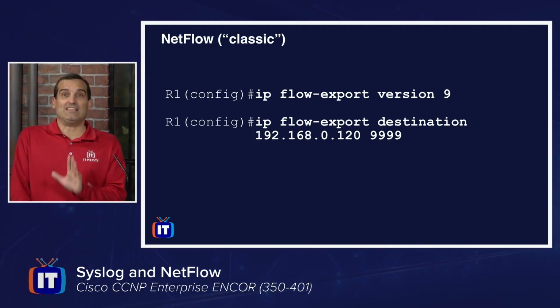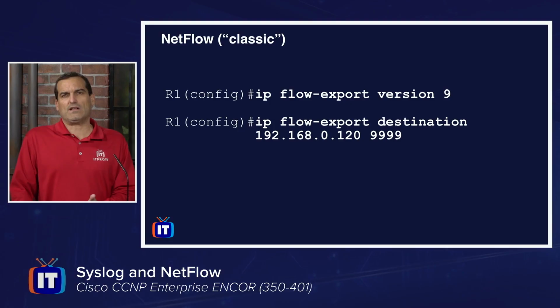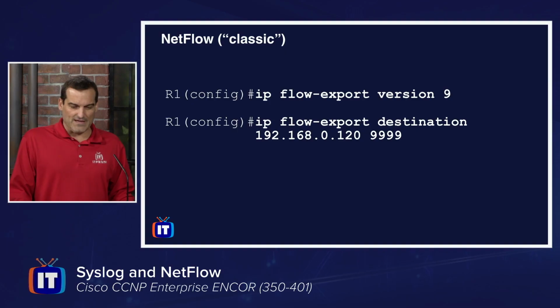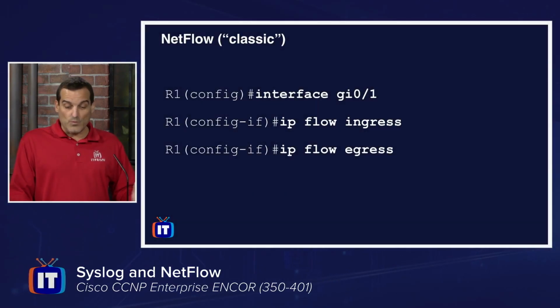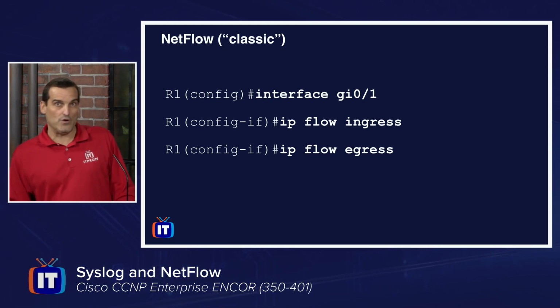By the way, this is the classic. I know I showed that rather quickly, so I wanted to just kind of review this with you. Remember the classic config. I do IP flow-export, set our version number. I then indicate where we're sending that NetFlow information, and then we go under the interface and we capture inbound or outbound or both with the simple IP flow commands.